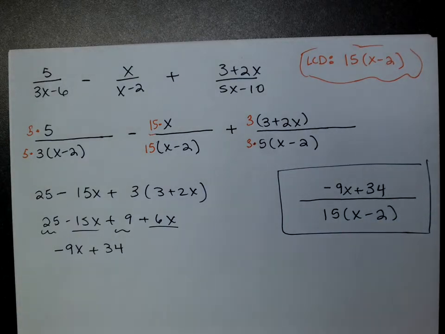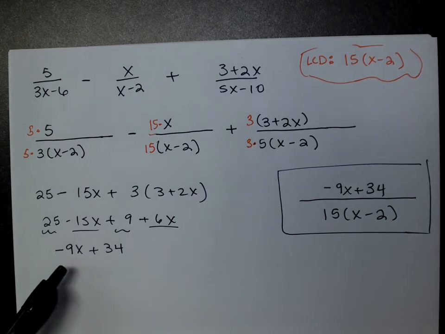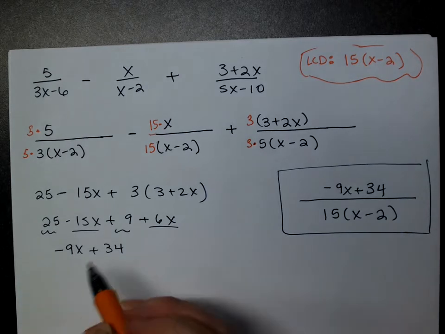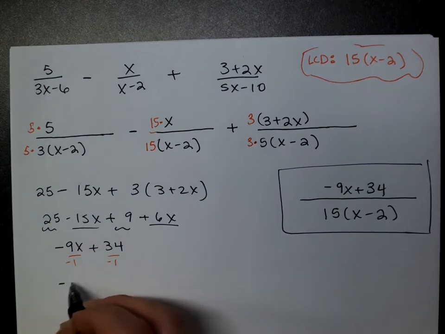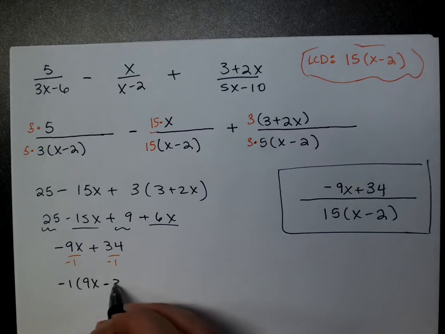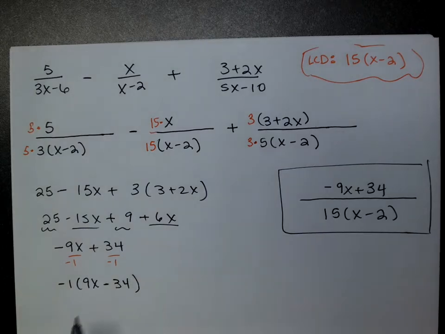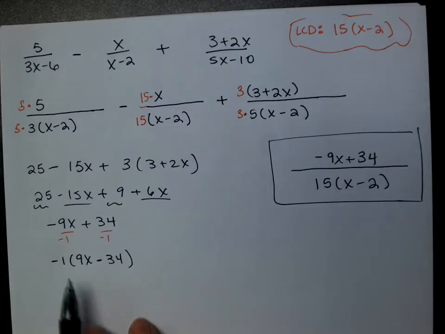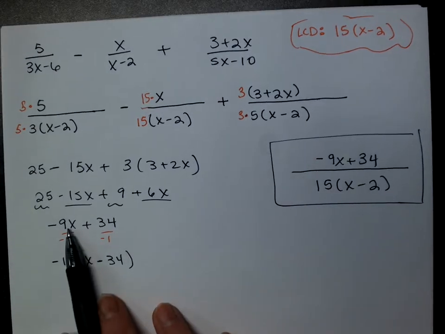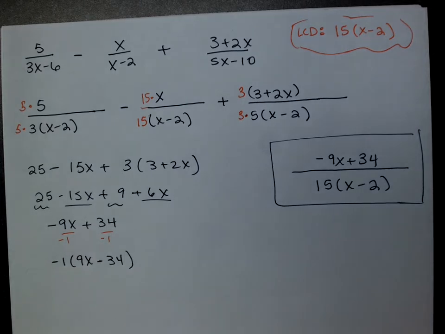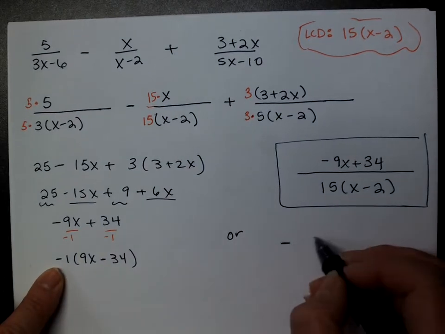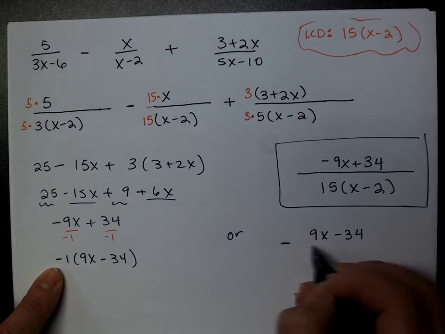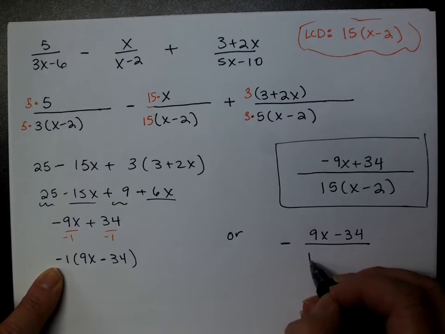Now that's correct. In a sense, you can actually factor this because if you have a leading negative, you could factor out a -1, right? Which would make that -1 times positive 9x minus 34. You didn't have to. This is correct. But I just want you to recognize with a leading negative, you can always factor out a -1, even if there was no other GCF. And so another way to write this would be to pull that -1 out front, and it would be 9x minus 34 over 15 times x minus 2.